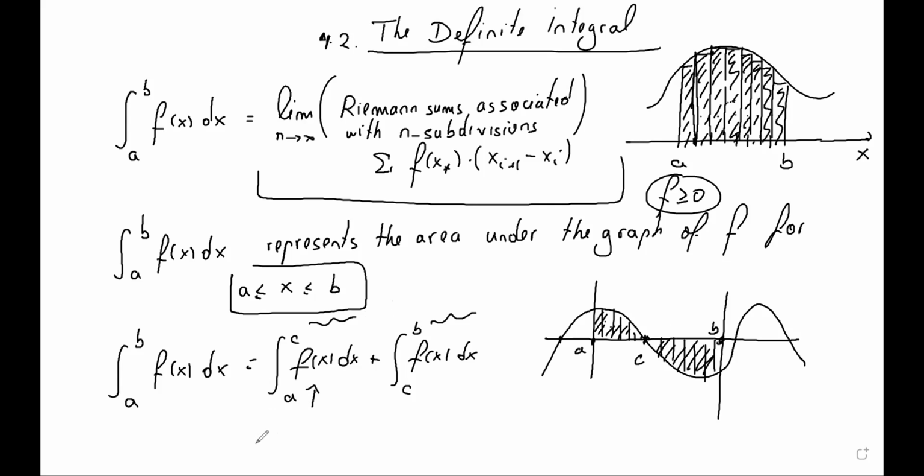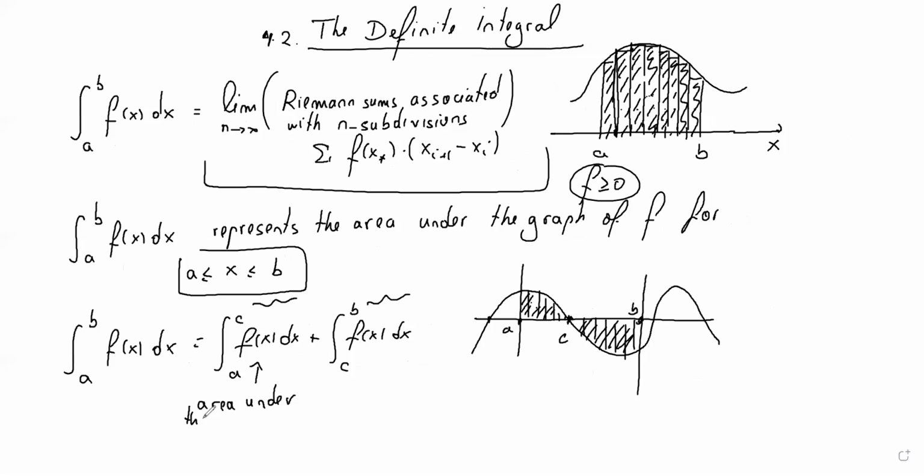And I can say here, well, the first part is the area under the graph of f. You know what, let's make this bigger. Area under the graph of f, where a is less than or equal to x less than or equal to c. And over here, area under the graph of f, where c is less than or equal to x less than or equal to b. And now, am I correct here actually in the second half?